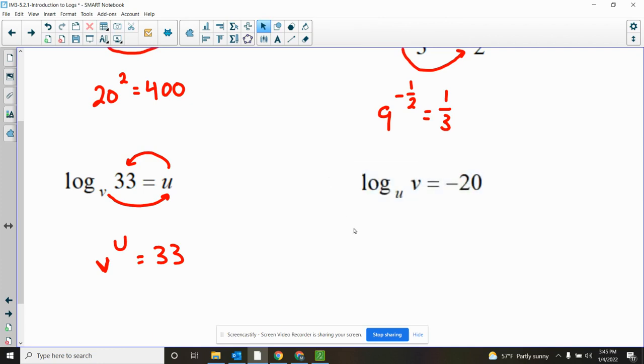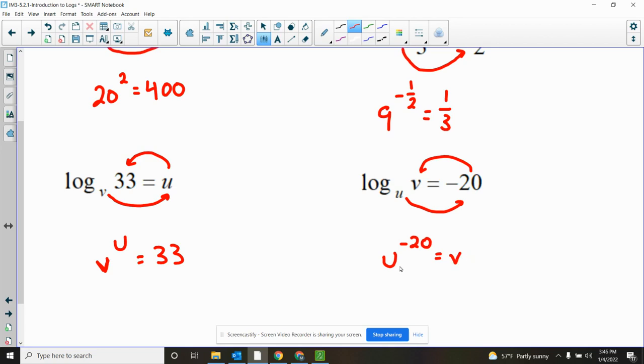So just two different ways of expressing the same relationship. Okay, quick pause on this one, and then unpause when you are ready to check it. So taking that same journey. So start with the u to the power of negative 20 equals whatever that v number is. There you go. There's your conversions.